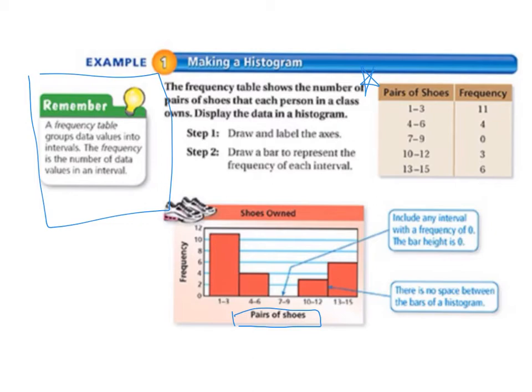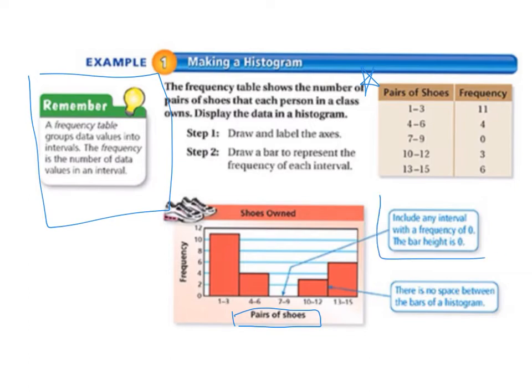So you can see that each bar is as high as the number of people who own that many pairs of shoes. So if they owned 1 to 3 pairs of shoes, then there were 11 people who owned 1 to 3 pairs of shoes. So the bar is at 11, so it's halfway between the 10 and the 12. And there were 4 people who owned 4 to 6 pairs of shoes, so the bar goes up to 4.